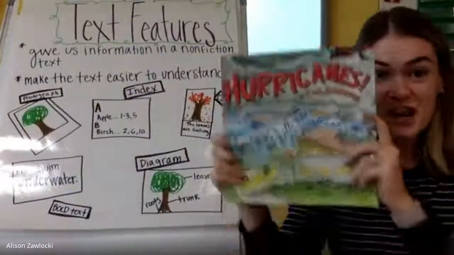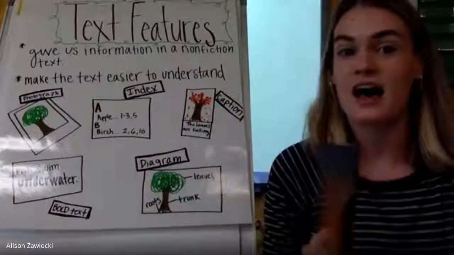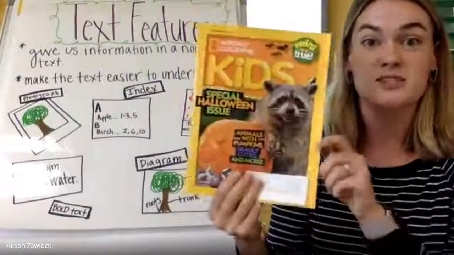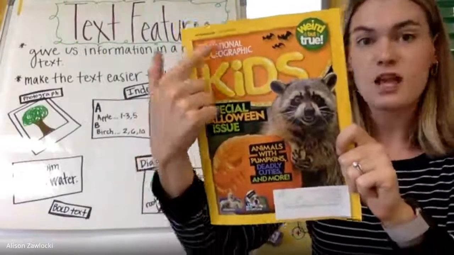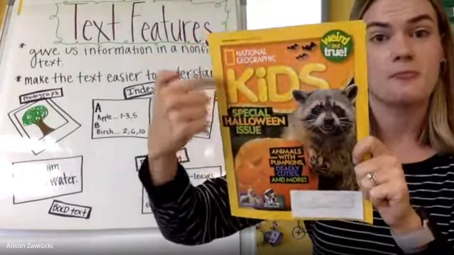So great job reading this story with me. We learned a lot of text features. Now we're going to look at a few text features in this magazine. So this is called the National Geographic Kids Magazine. I want you to look at this, and right here, I'm pointing right here. What is this text feature?